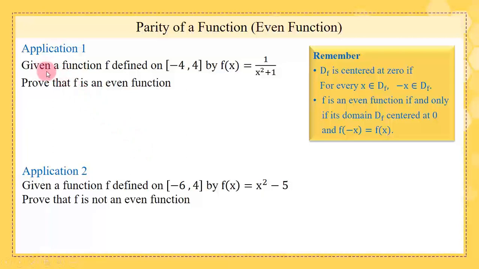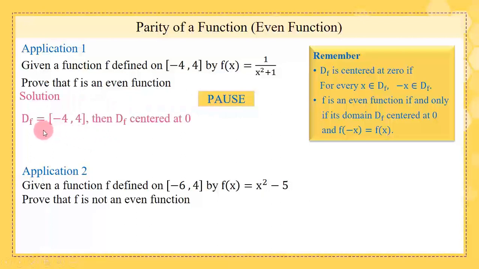Application 1. Given a function f defined on ℝ minus {0}... by f of x equals 1 over x squared plus 1. Prove that f is an even function. Pause the video and try to do it by yourself.